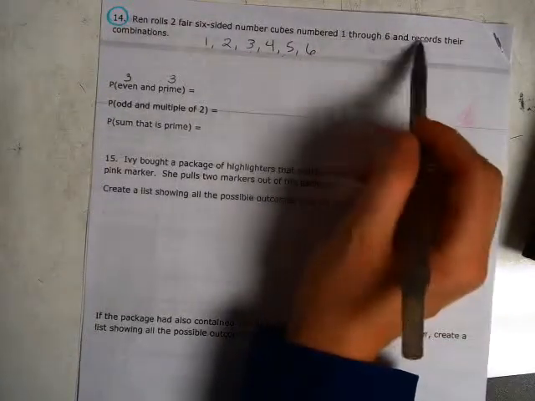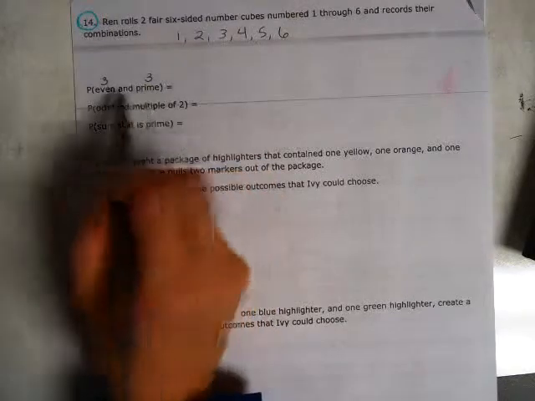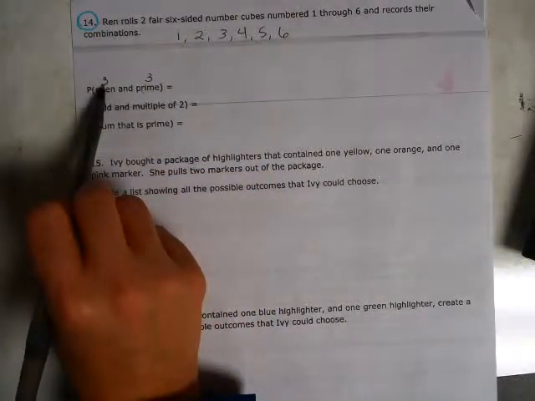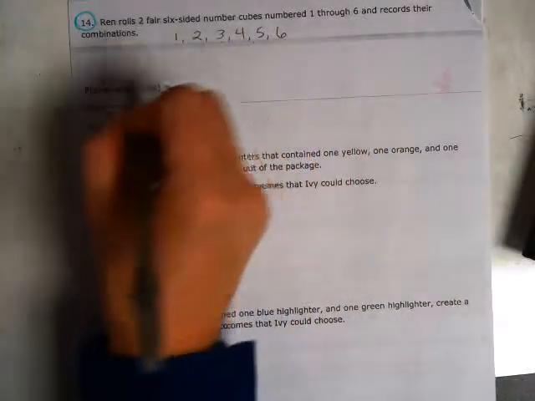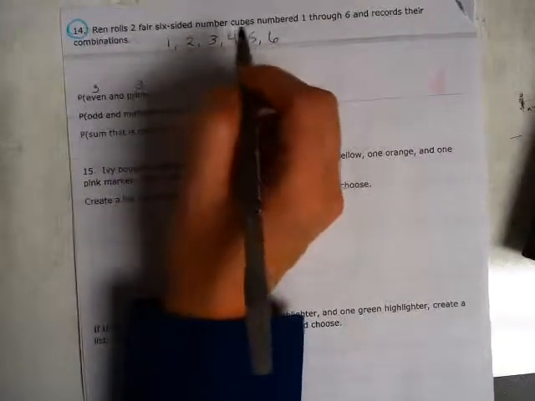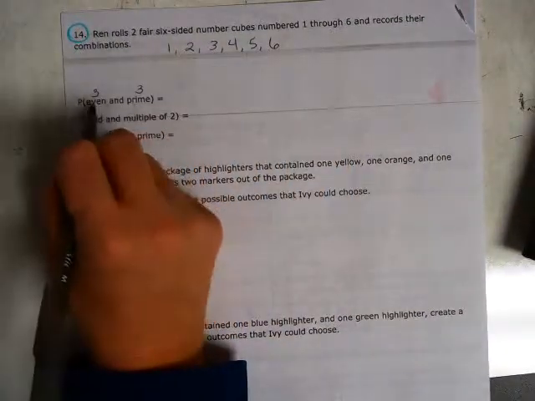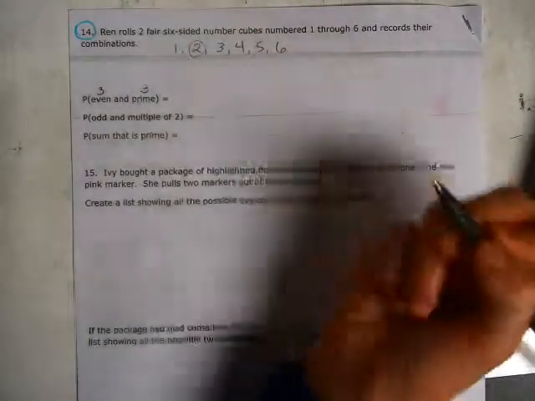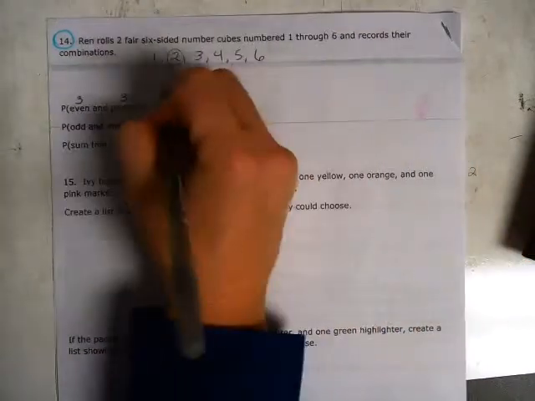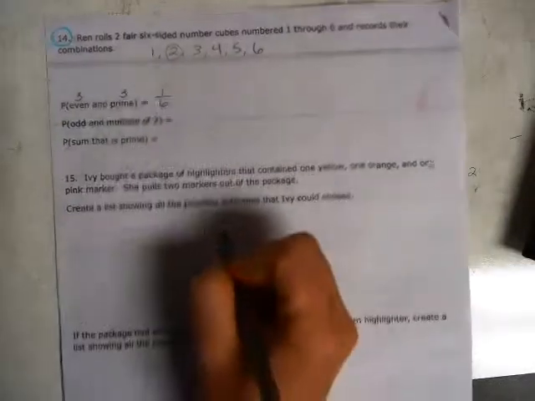So record their combinations. So 3, but some of them overlapped. Okay, so you're looking for even and prime. So the only one that is even and prime is 2. So this would be 1/6.